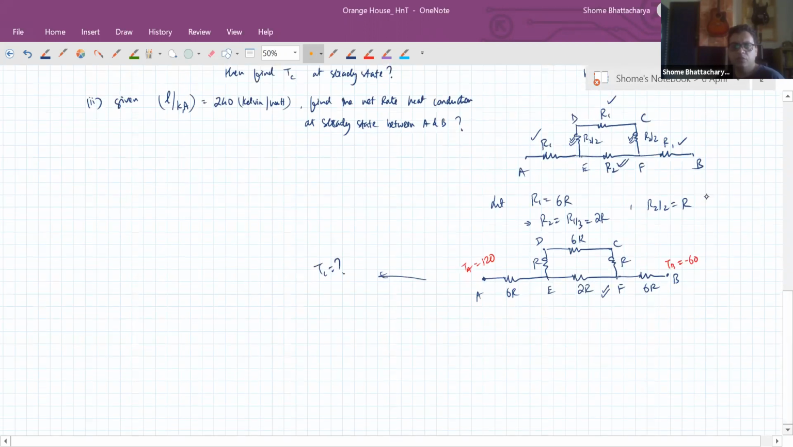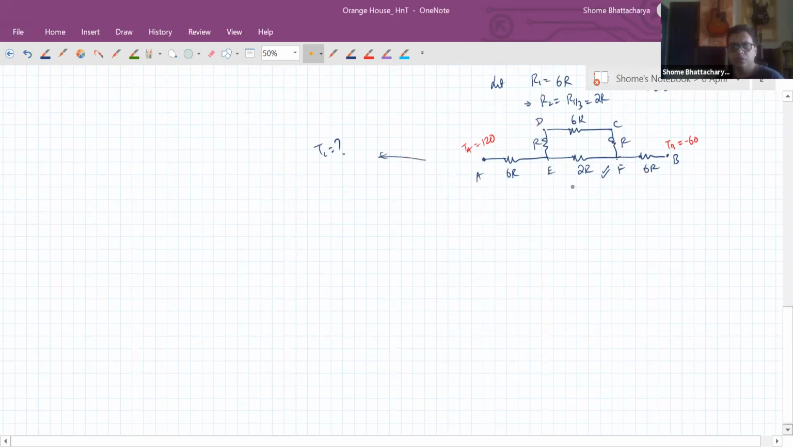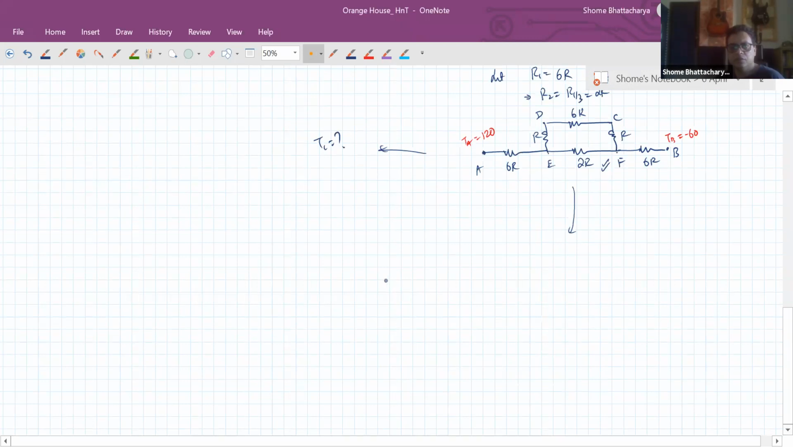Okay. Now next thing what we can do here is first of all convert this into an equivalent circuit. So you can let this be. But first of all convert this into a series combination of R plus 6R plus R. So that is 8R.